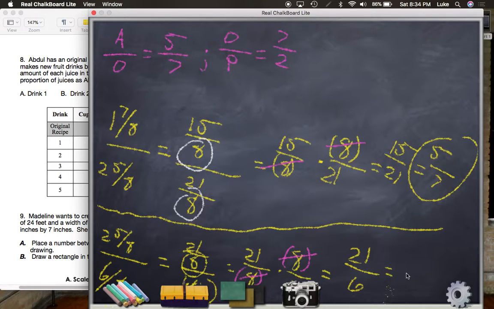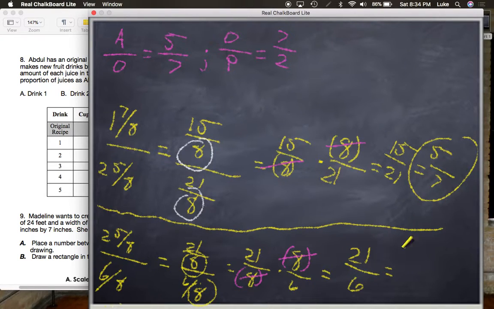And of course, what goes into 21? 3 goes into 21 7 times, and 3 goes into 6 2 times. And there is our proportion from the original recipe.